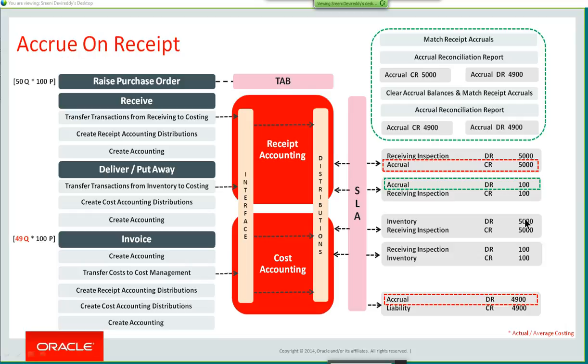The accrual reconciliation issues you would find only when the quantities are different, or when you are matching to some other purchase order, or some mistakes that you make in the system.